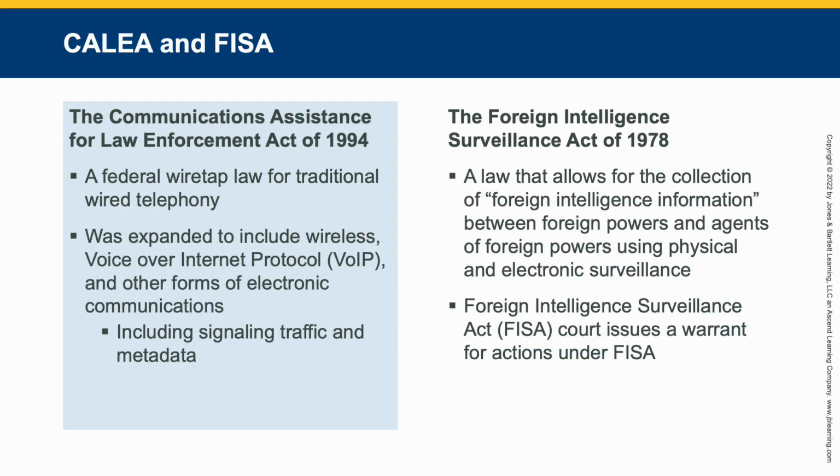The Communications Assistance for Law Enforcement Act of 1994, the federal wiretap law for traditional wired telephony, was expanded to include wireless, voice over internet protocol, and other forms of electronic communication, including signal, traffic, and metadata. The Foreign Intelligence Surveillance Act of 1978 was also enacted, and the FISA court issues a warrant for actions under FISA also.